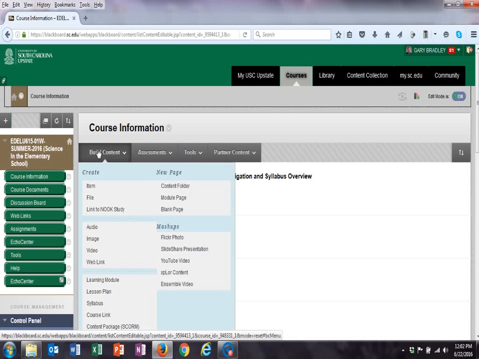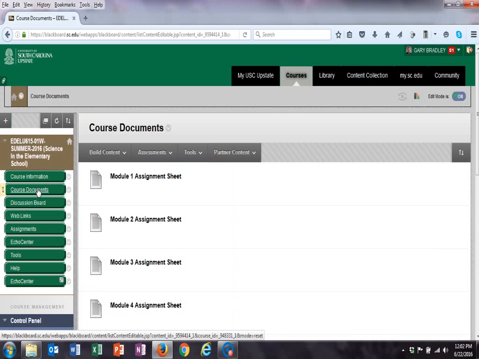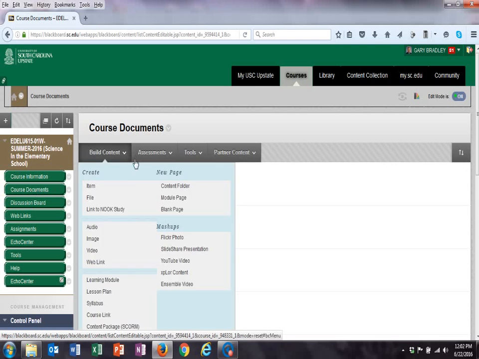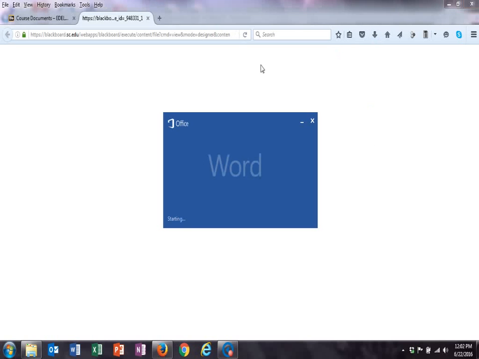Well, let's get started. What I would like you to do is, if you have not already, go over to course documents on the left-hand side of Blackboard, click on the course documents tab, and then go down to Module 6, and download that. And let's take a look at Module 6.